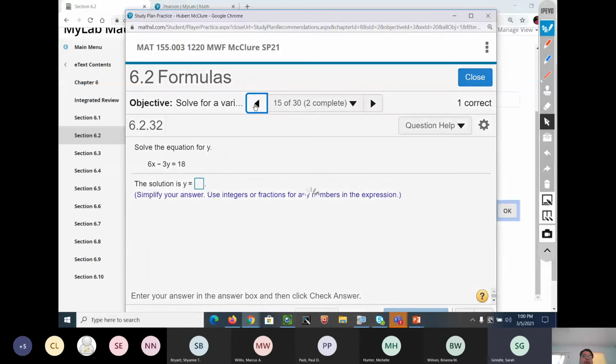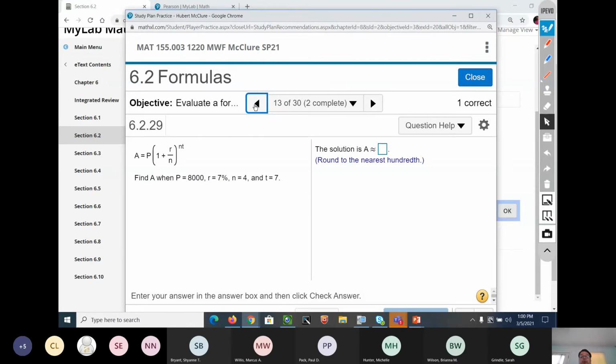Come on, there's no fractions. Now this one is just plug and chug. I will do this one with you because y'all won't get this one right, because you don't know how to type it in a calculator. So go ahead and write this one down.